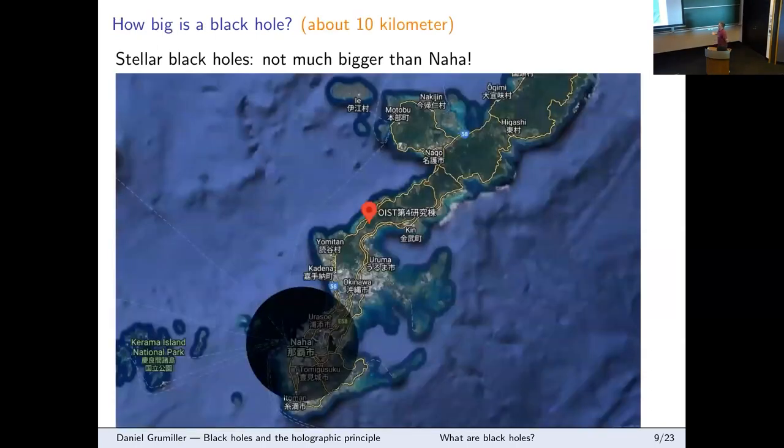Namely, the smallest black hole that we know is about the size of Naha. So it's not gigantic, it's about 10 kilometers. And indeed, if you place this black hole at the center of Naha, it will not even reach OIST. More typical black holes may reach almost to OIST or may even cover OIST. And the largest stellar black holes that we know are about the size of all Okinawa. So you can imagine the typical size of black holes is more or less the size of Okinawa. But that's only true for stellar black holes.